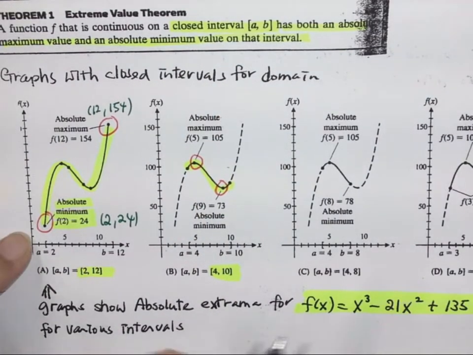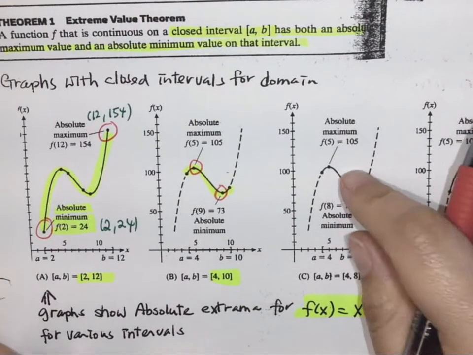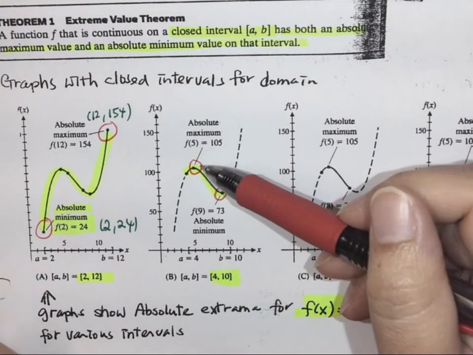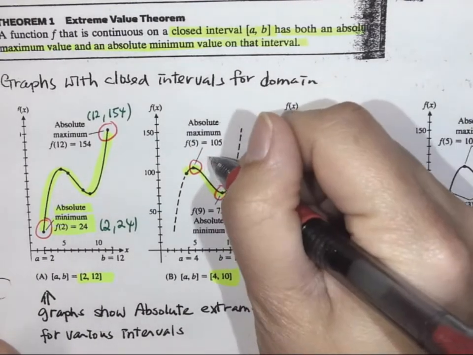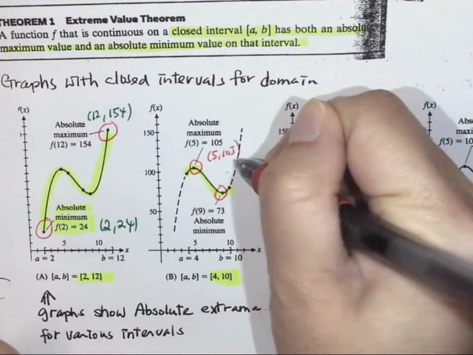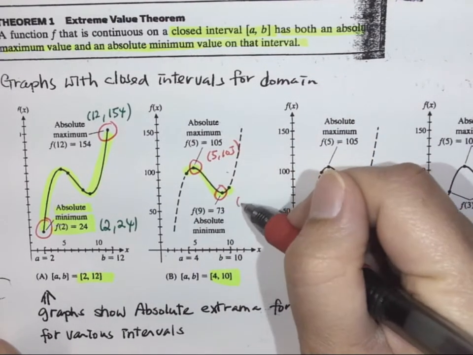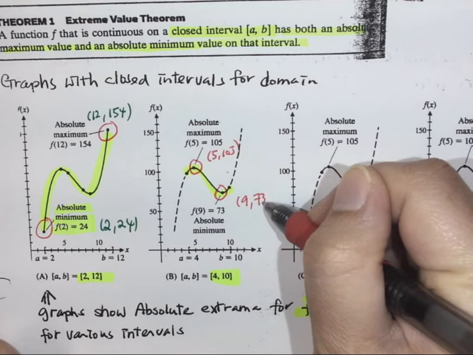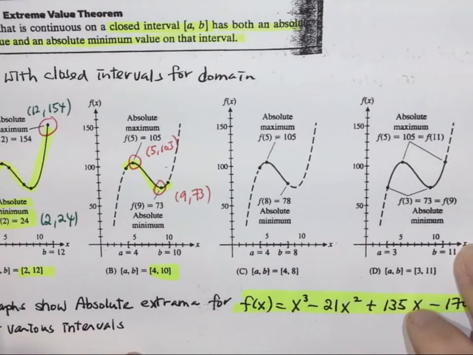It's not necessarily always at the end of the interval, okay? So the highest point of the graph is here, which is x equal to 5, y equal to 105, right? That's my absolute max. And the lowest point of this graph is x equal to 9, y equal to 73, right? So that's my absolute minimum. Hopefully that makes sense to you.